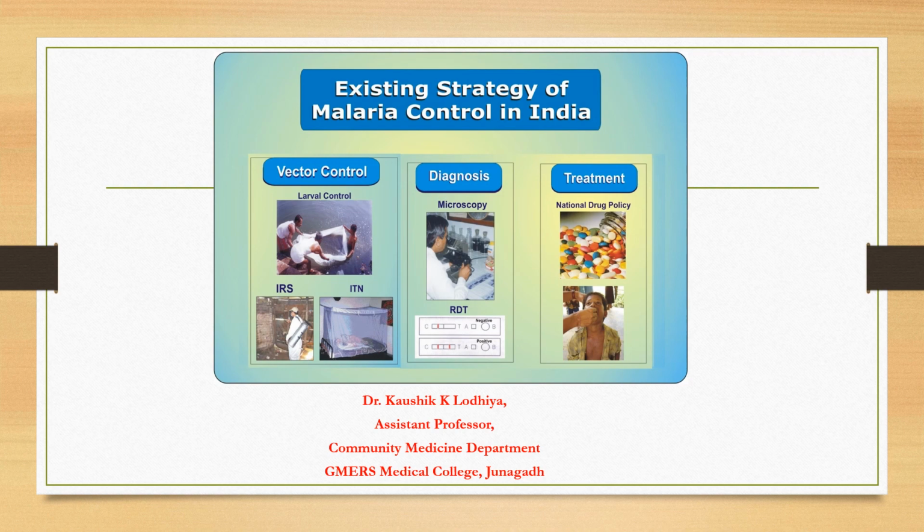Now, we'll be describing the existing strategy for malaria control in India. Malaria control in India focuses on these parts: vector control, diagnosis, and treatment. In vector control, the most important parts are indoor residual sprays, insecticide treated bed nets, and larva control. Regarding diagnosis, we have two parts: microscopy and rapid diagnostic test kits. And regarding treatment, the drug policy 2013 is available.